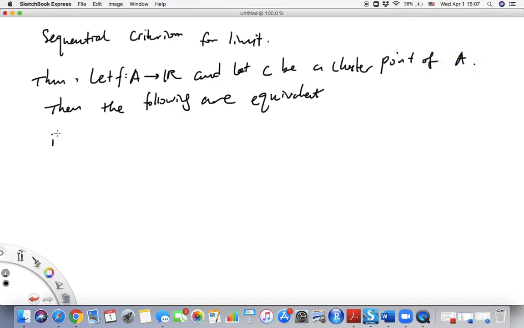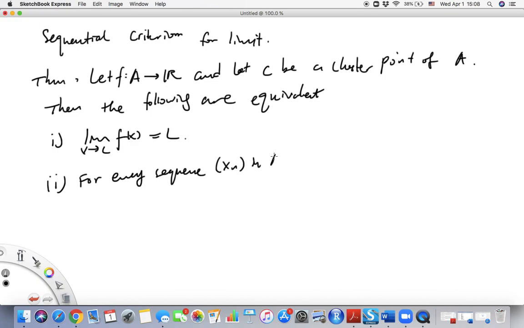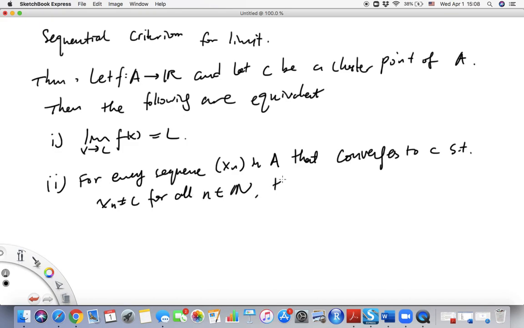So the following are equivalent. 1, the limit of f of x as x goes to c is equal to L. 2, for every sequence xn in A that converges to c such that xn is not equal to c for all n in N, the sequence f(xn) converges to L.